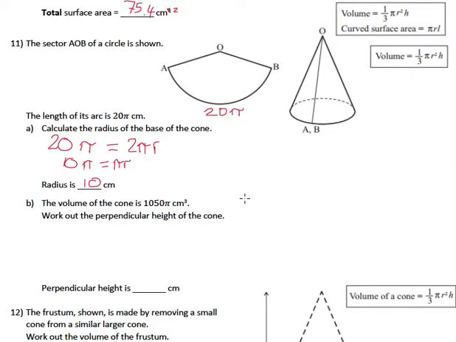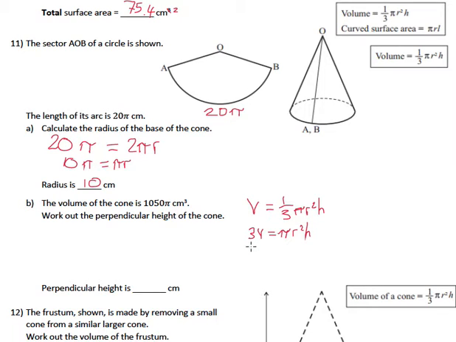So if we remember our volume formula, V equals a third times pi r squared times the height. We need to work out the height. So we can either rearrange this and then substitute in our values, or we could substitute in and then rearrange. It doesn't really matter. So I'm going to rearrange this first. If I times both sides by 3, I'll have 3 times the volume equals pi r squared h.